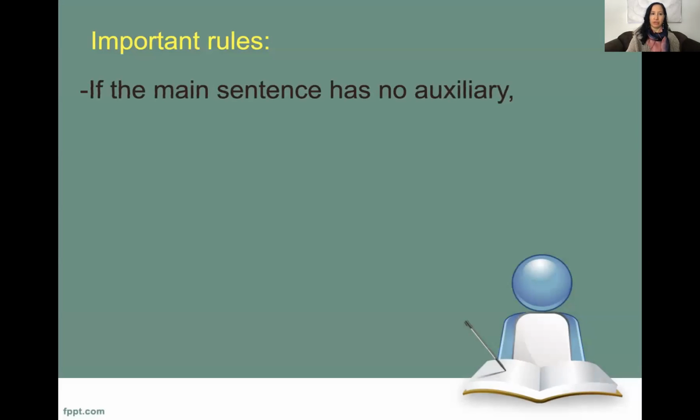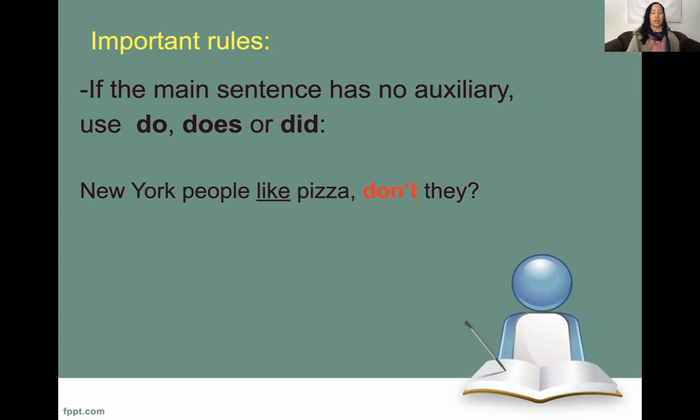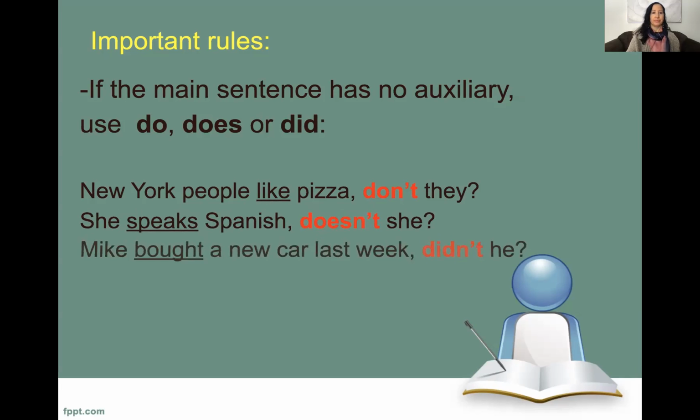But if they don't agree, if the main sentence has no auxiliary, use do, does, or did. You use these already. New York people like pizza, don't they? She speaks Spanish, doesn't she? Mike bought a new car last week, didn't he? You see how these are all negative question tags with all positive statements.